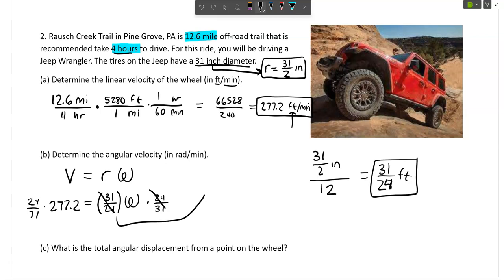These are going to cancel, and we're going to end up with an angular velocity of, well, let's see, 277.2 times 24 over 31. We'll round to the nearest tenth, 214.6. And now this is going to be radians per minute. Okay, so this is how much the wheel is spinning: 214.6 radians per minute.